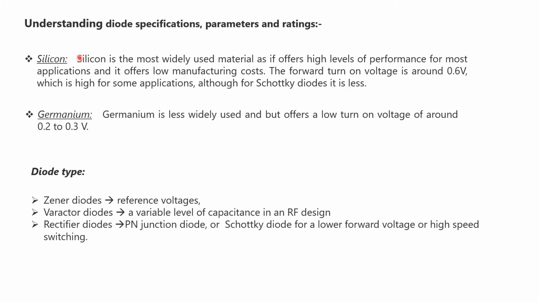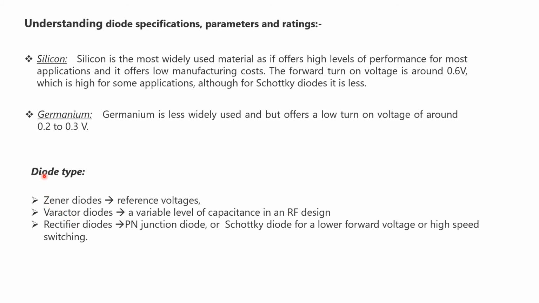There are two types, silicon or germanium. Silicon is the most widely used material because it's easily available, and the voltage drop across it is around 0.5 to 1.5, even 2 volts. But most books will say only either 0.6 or 0.7, when it totally depends upon the size of the diode and the application. So it will mostly vary. And germanium is less widely used and costly, but offers a low turn-on voltage of around 0.2 to 0.3 volts. So whenever you want a very specific application, you can go for germanium.